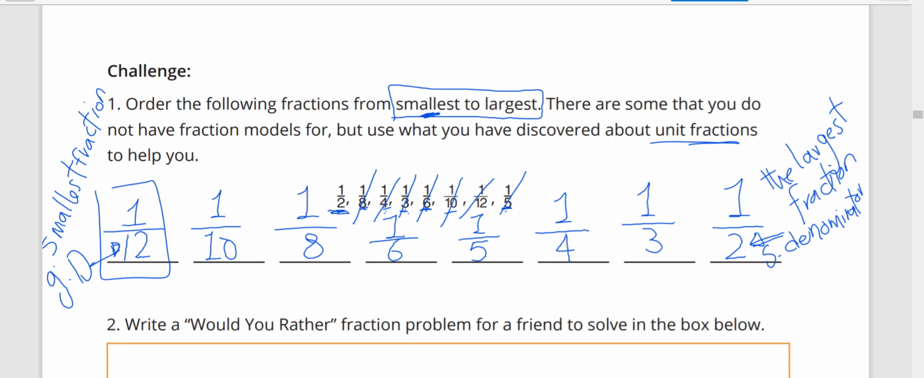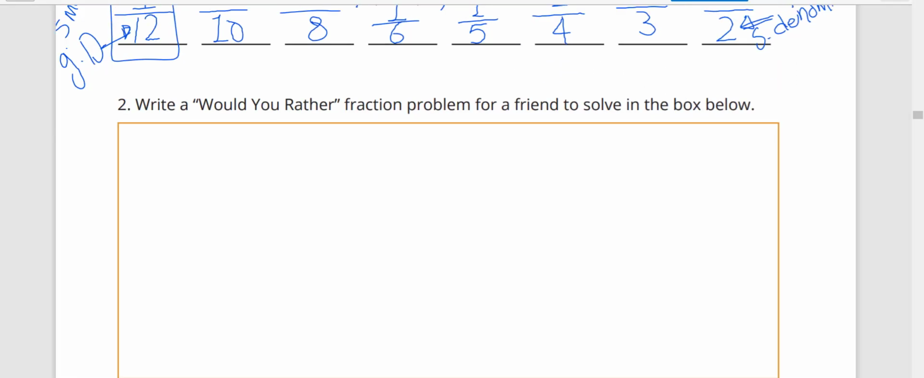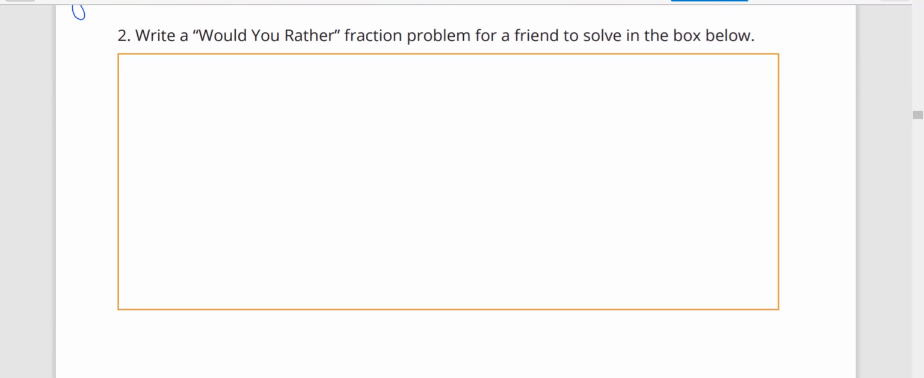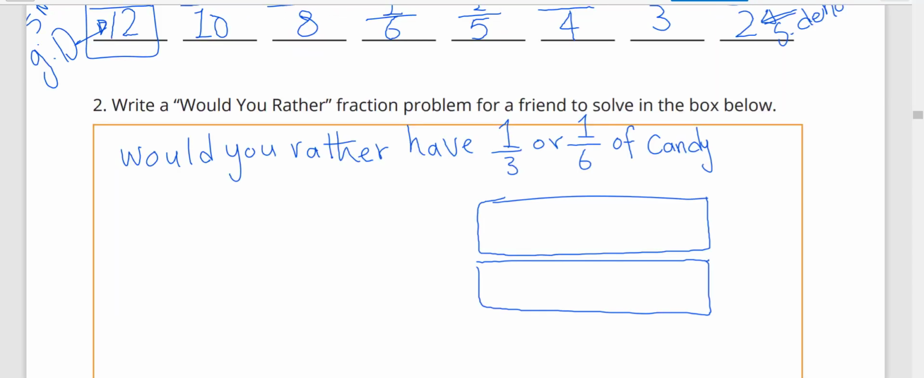Okay, number 2. Write a would you rather fraction problem for a friend to solve in the box below. You can write any problem. Okay? We can write, would you rather have a third or a sixth of candy? If your friend wants a large part, he will choose a third.